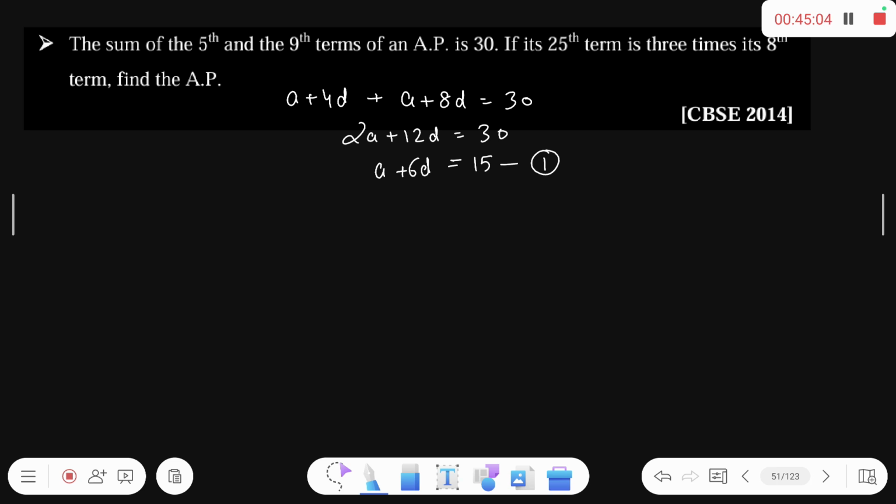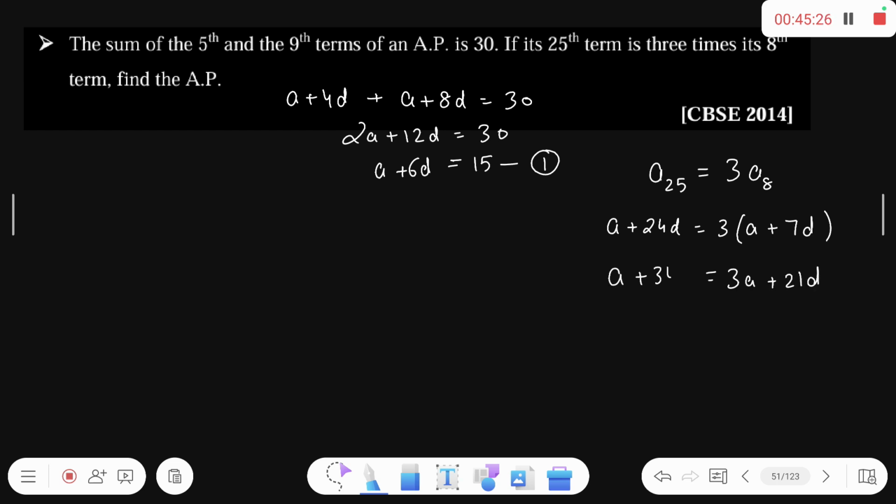If its 25th term is 3 times its 8th term, so second equation is 25th. A25 is 3 times A8. A plus 24D is equal to 3 times A plus 7D. This comes out to be 3A plus 21D is equal to A plus 24D.